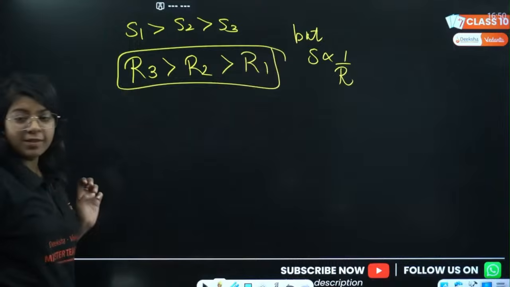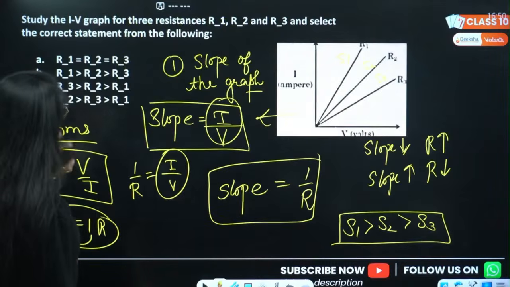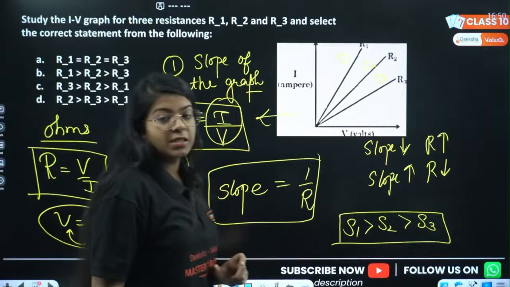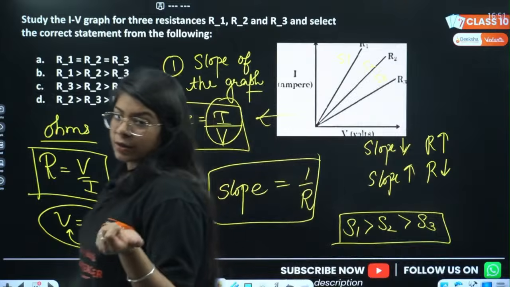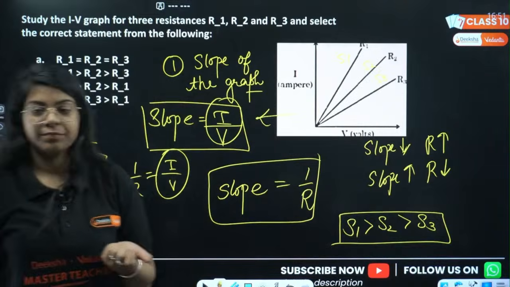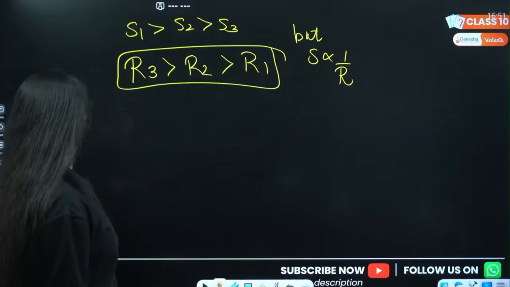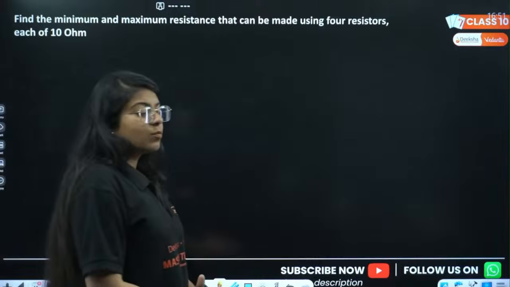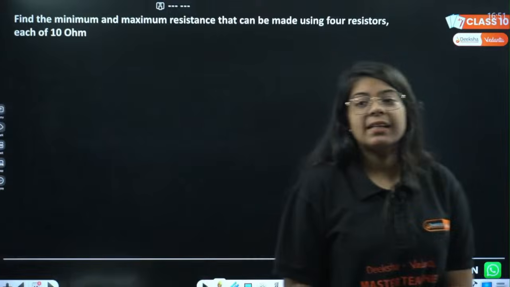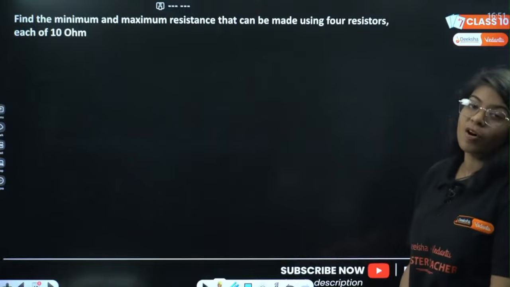What was your answer? Everyone is saying answer C, B, C. The answer is actually C. R3 greater than R2 greater than R1. Next question. It says, find the minimum and maximum resistance that can be made using 4 resistors each of 10 ohm.